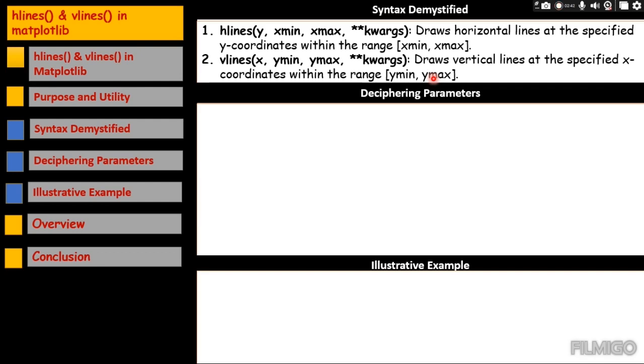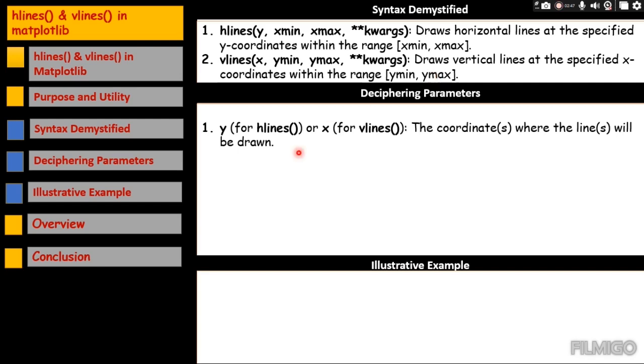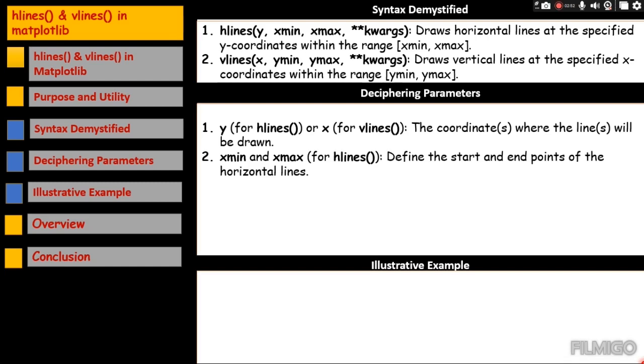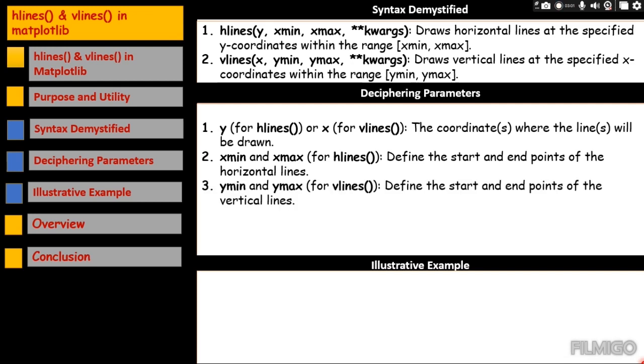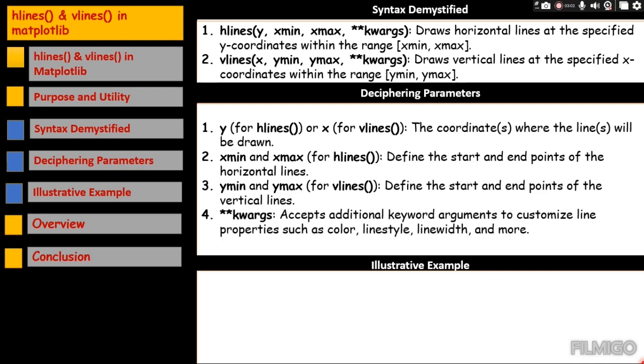These two functions take the following parameters which are used to plot as well as customize the hlines and vlines. y for hlines, or x for vlines, the coordinates where the lines will be drawn. xmin and xmax, for hlines, these parameters are used inside the hlines function. These parameters define the start and end points of the horizontal lines. ymin and ymax, for vlines, these parameters are used inside the vlines function. These parameters define the start and end points of the vertical lines. kwargs accepts additional keyword arguments to customize line properties such as color, line style, line width, and more.